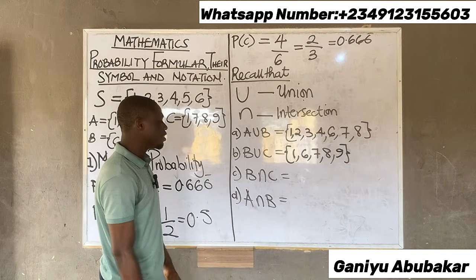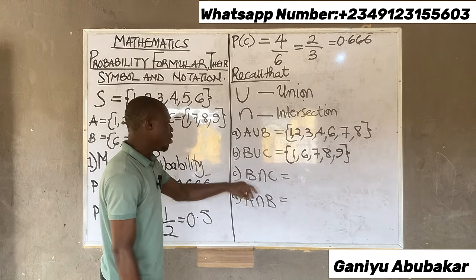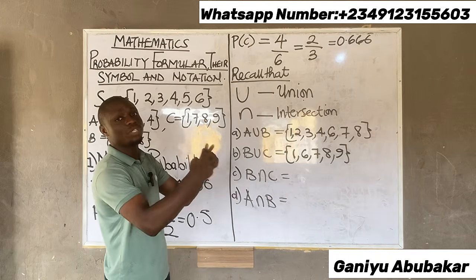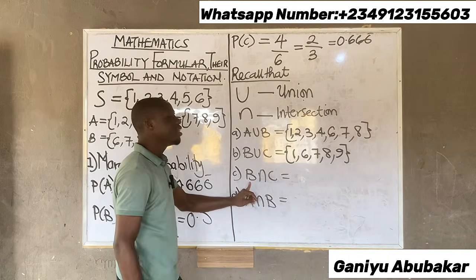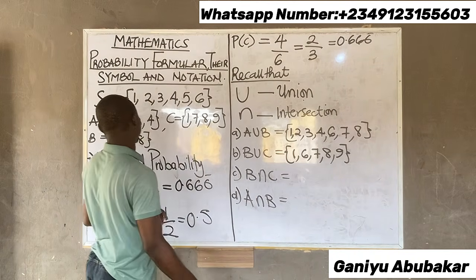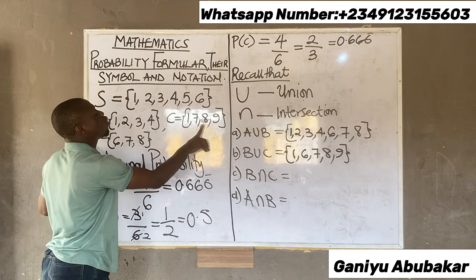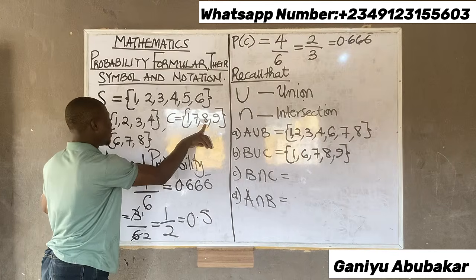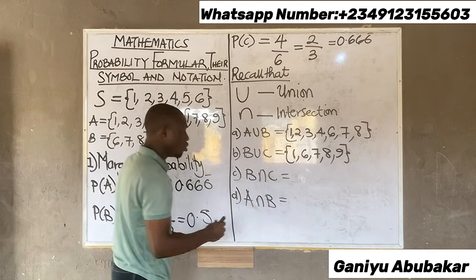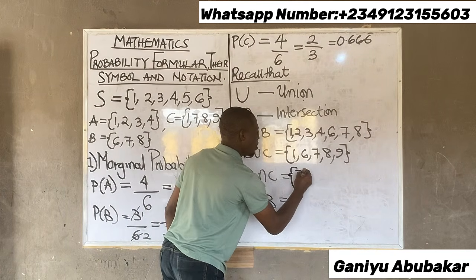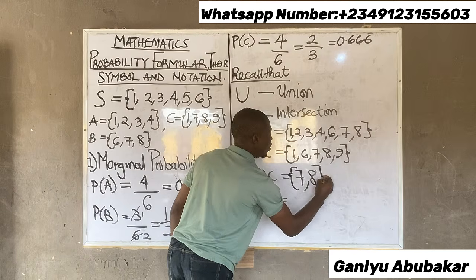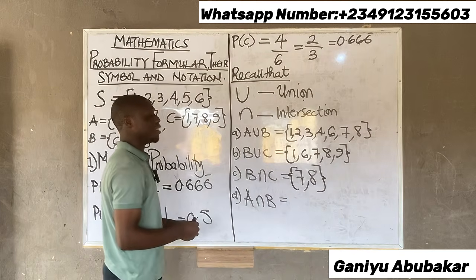What of B intersection C? When we say intersection, what is common between them? That's intersection. So B intersection C. For B, I have B here and C. Intersection means what is common between them. 7 and 8 is common between them. So my answer here is what? 7, 8. Why? Because it's common between B and C.